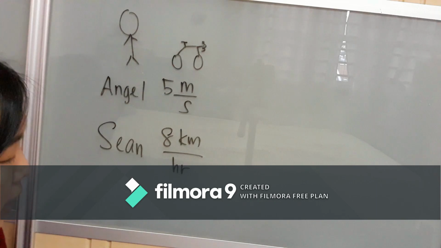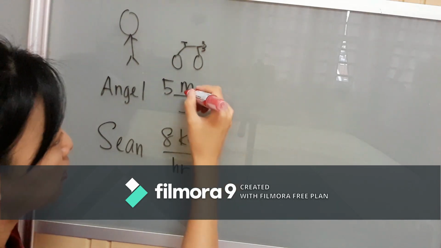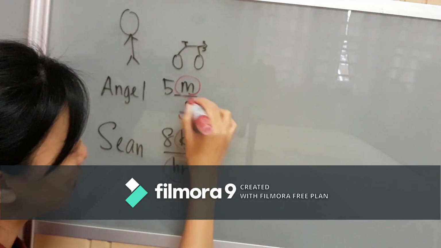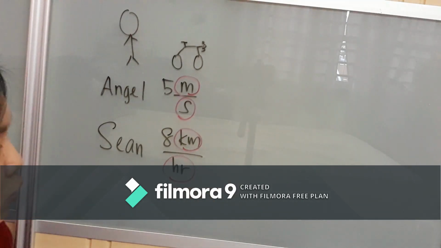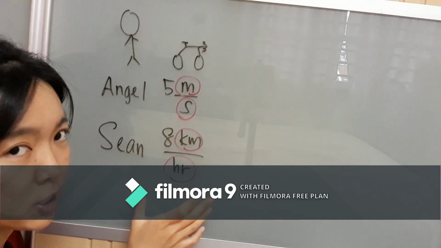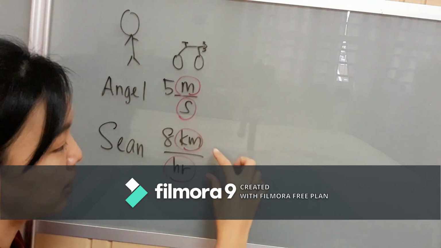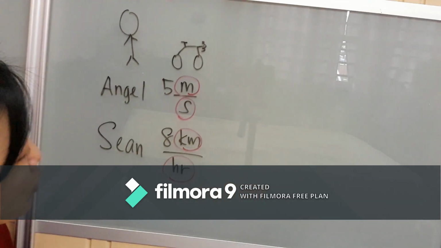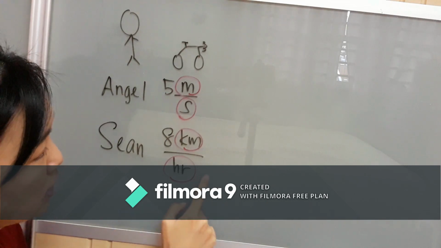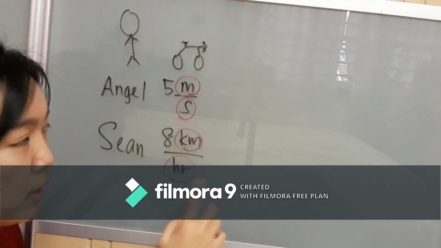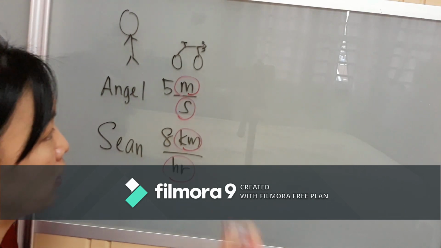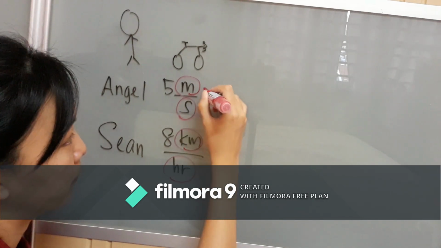But how do I compare? Because the units are different. To compare them, I have to make sure that the units are the same, then only can I compare. So what should I do? Should I convert this to this or this to this? It is actually up to you. But first, we have to know the relationship between km and meter.